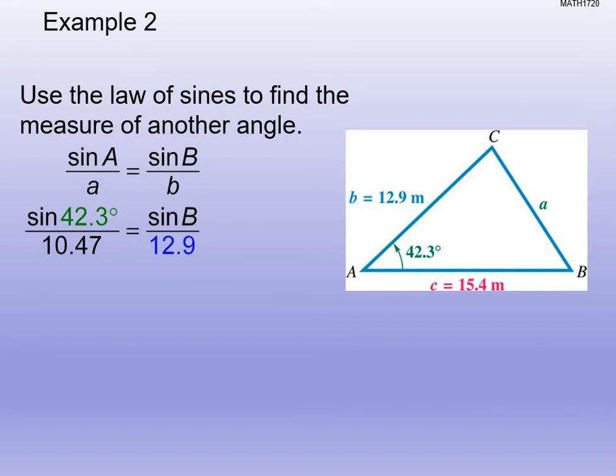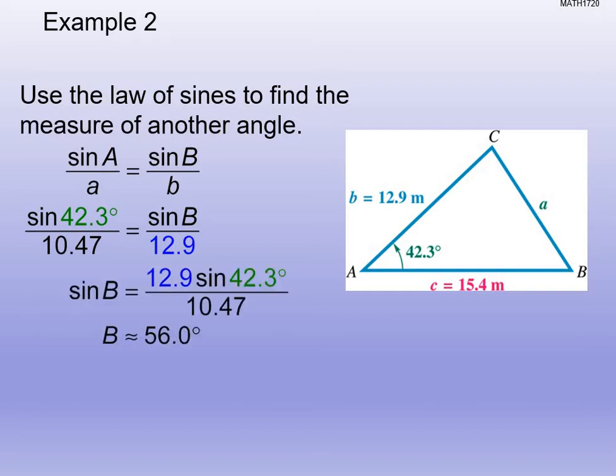So since we're looking for an angle, we're going to use the law of sines version where the angles are on top. So we're going to go sine of A over little a equals sine of B over little b. Substitute in our given values and get our angle measurement. Remember, you have 12.9 times sine of 42.3 all divided by 10.47. You hit enter, you're going to get some sort of decimal answer.